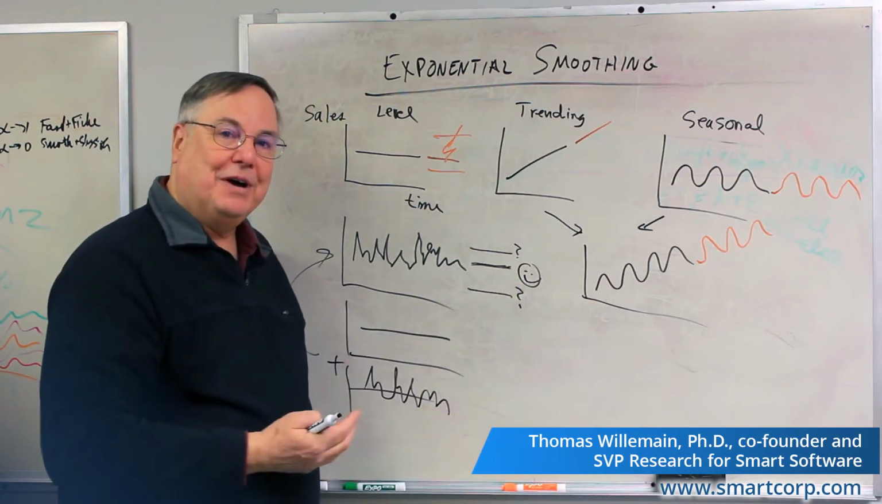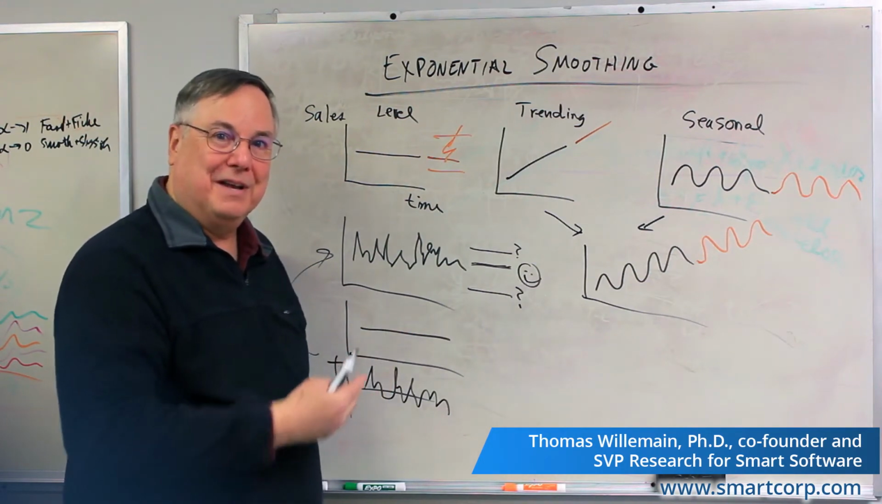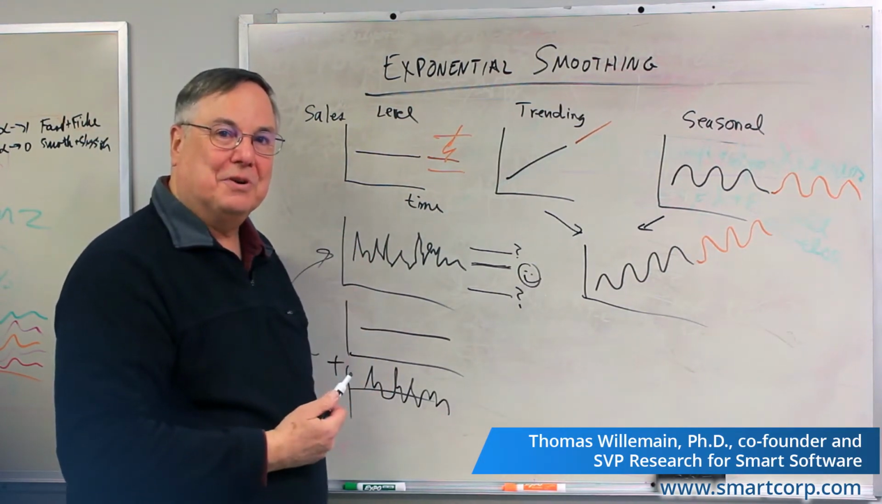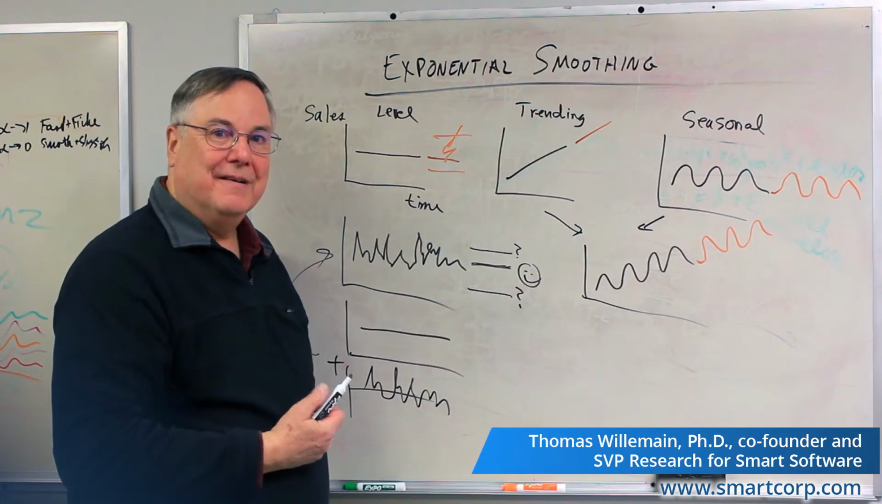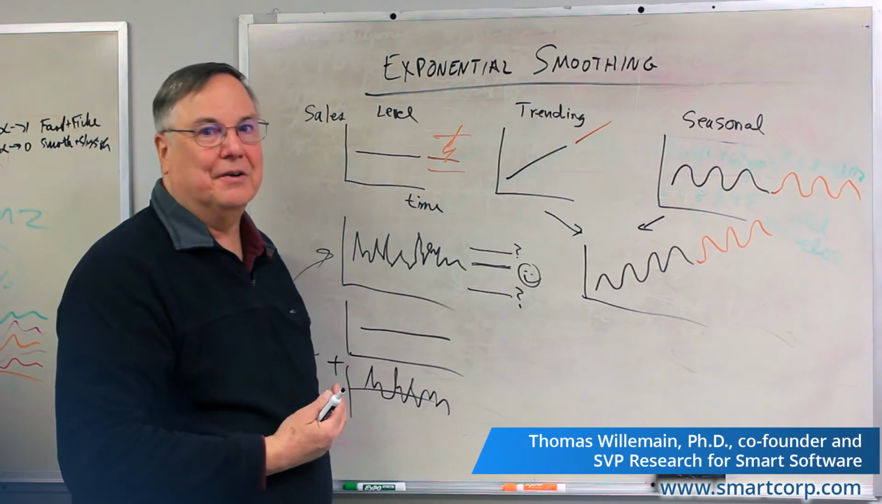But if you have 10,000 SKUs to work with, you're not going to enjoy looking at each one and making a manual decision about where the straight line should be. You have to automate that. And that's what the exponential smoothing algorithm does.